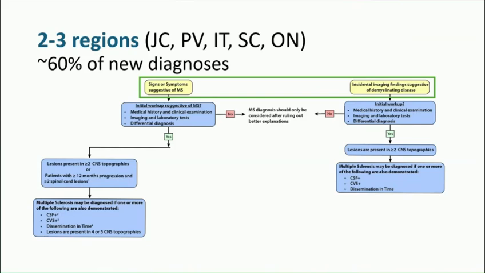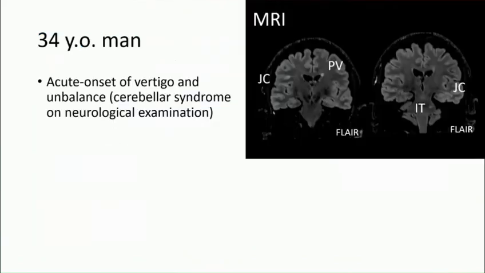So in this situation, we can have 2 different modalities of presentation. It's either the presence of signs or symptoms suggestive of MS or incidental findings. And of course, we need to rule out any other possible diagnosis. Once we know that we have at least 2 topographies involved, we can get to the diagnosis in multiple different ways.